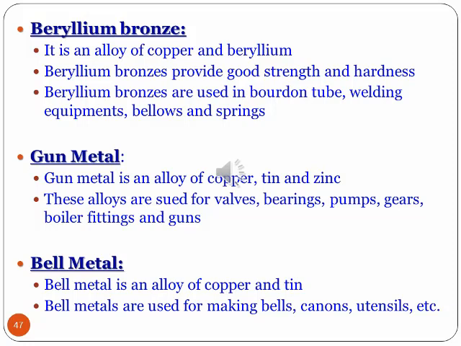Next is bell metal. Bell metal is an alloy of copper and tin. They are used for making bells, cannons, utensils, etc.